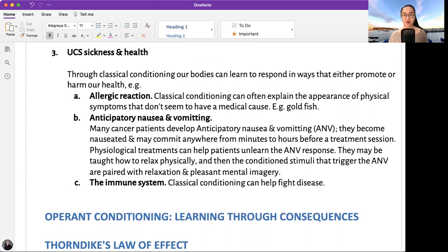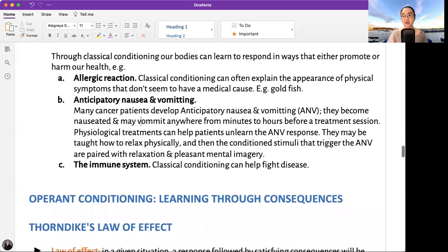Anticipatory nausea and vomiting. Many cancer patients develop anticipatory nausea and vomiting, or ANV. They become nauseated and may vomit anywhere from minutes to hours before a treatment session.